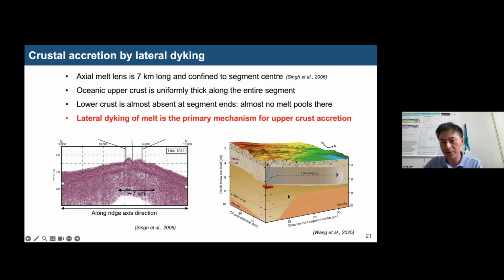This is summarized in this sketch, where we have the magma chamber at the segment center. This direction is the along-axis direction to the segment end, and this direction is the cross-axis direction, and the melt can laterally migrate from the magma reservoir at the segment center to the segment ends. And during this lateral dyking, there may be some fissure eruptions that occur to form lava flows.